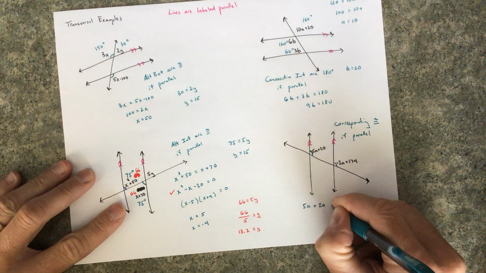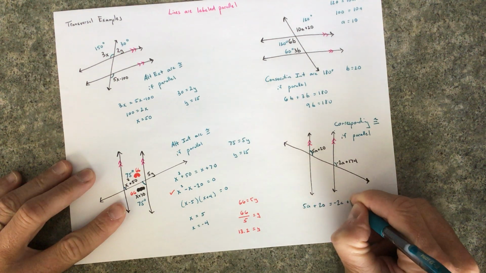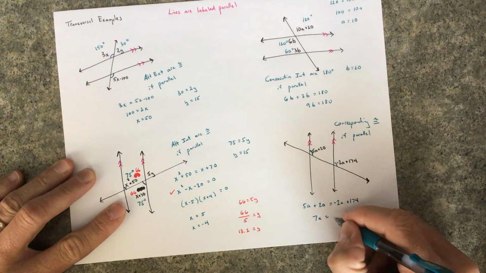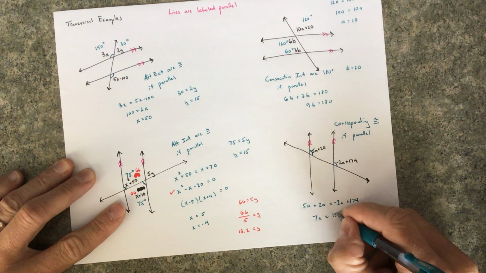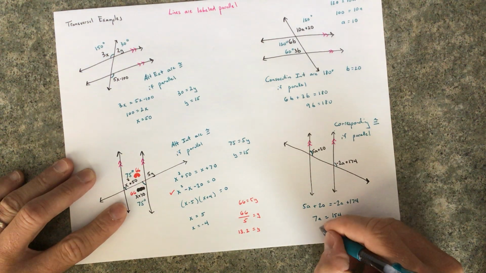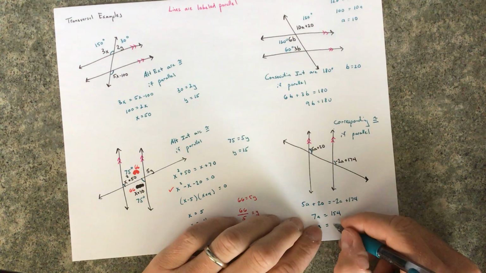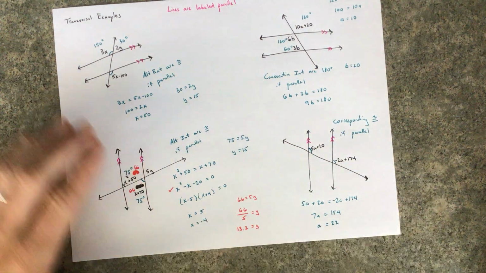5a plus 20 equals negative 2a plus 174. So that's 7a equals 154. And so then I think, oh gosh, what is that? A looks like it would be 22.